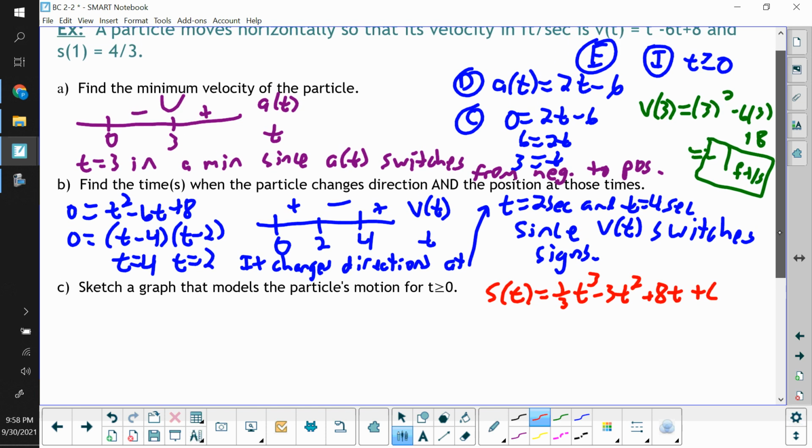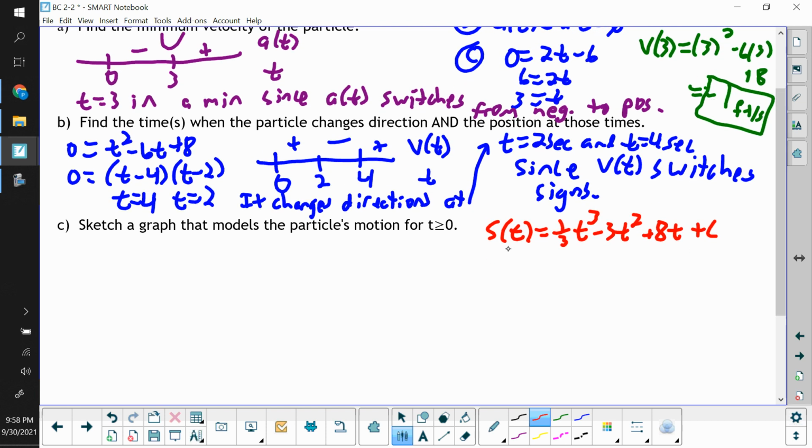Well, this is where that s of 1 equals 4/3 comes into play. We'll put 4/3 in for the s of t. When I sub in 1 for all the t's, I'm going to get 1/3 minus 3 plus 8 plus c.